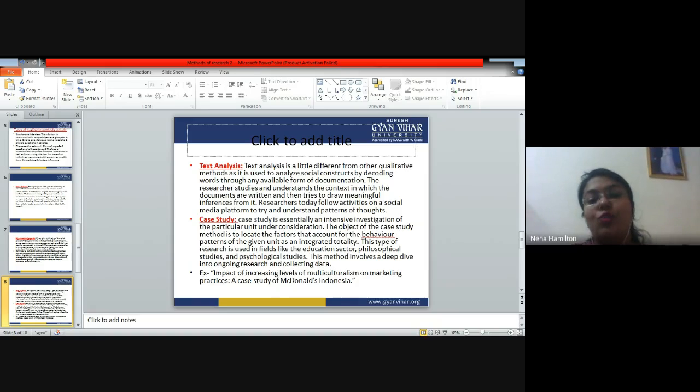Okay. So, what is text analysis? It is a little different from other qualitative methods in that it is used to analyze social constructs by decoding the words through any available form of document. The researcher studies and understands the context in which documents are written and then tries to draw meaningful inferences from it. Researchers today follow activities on social media platforms to try and understand the pattern of thought.